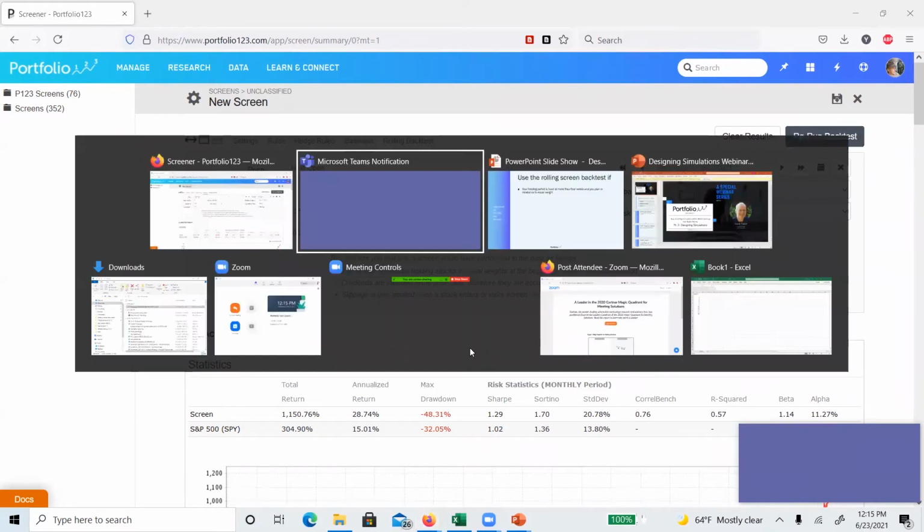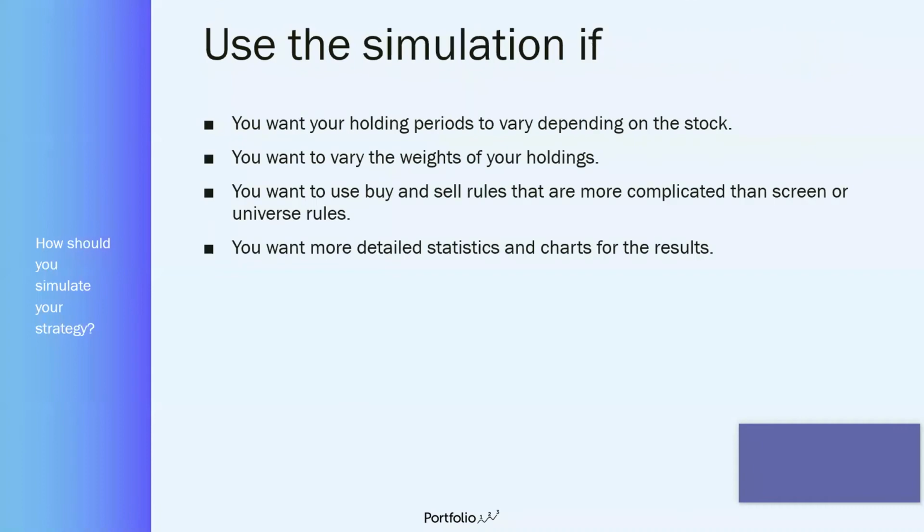Okay, we're going back to the PowerPoint now. Use this simulation if you want your holding periods to vary depending on the stock. For example, if a stock ranks highly, you might not want to sell it or rebalance to equal weight, but just let it run. If you've got a stock that has gone up 50% in price, if you use the screen, it'll rebalance to equal weight after 4 weeks. But if you use the simulation, it'll keep it at that 50%, at that large weight, unless you don't want it to. I'll talk about those settings later.